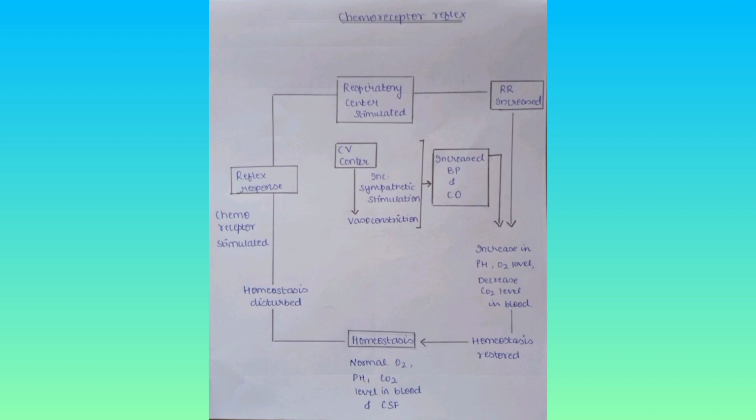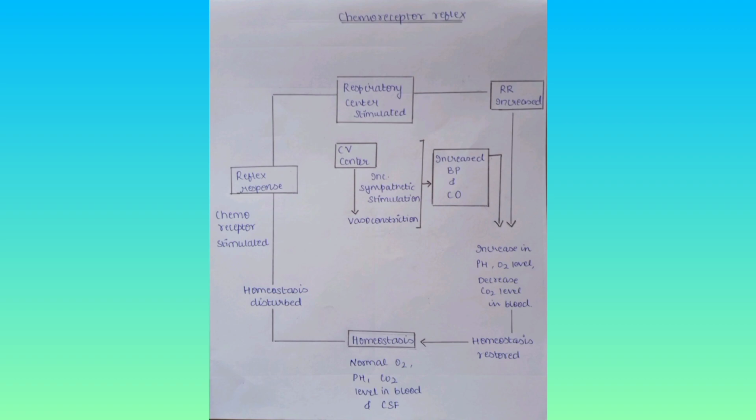The homeostasis is disturbed. Now it stimulates the chemoreceptor. So the chemoreceptor brings the reflex responses in two ways. One, respiratory center, the other is the cardiovascular center. Now the respiratory center is stimulated, which increases the respiration rate, that is RR means respiration rate. Now in the cardiovascular center, it increases the sympathetic stimulation, that is vasoconstriction. Sympathetic stimulation means vasoconstriction, which increases the blood pressure and the cardiac output.